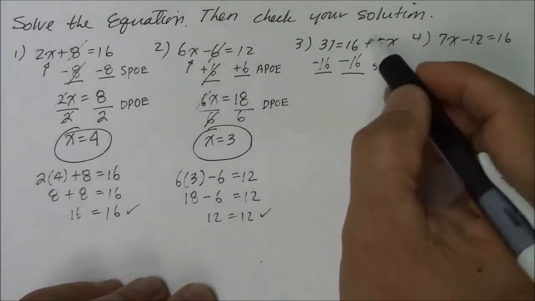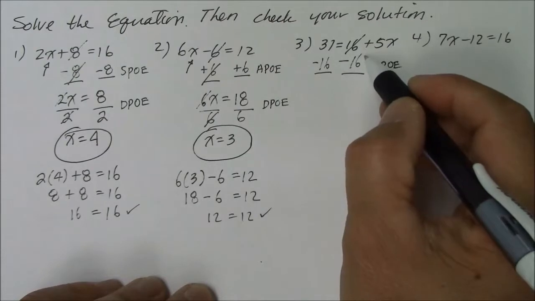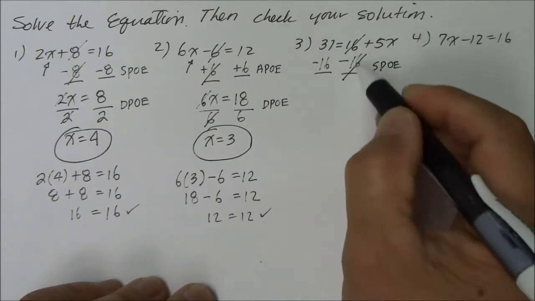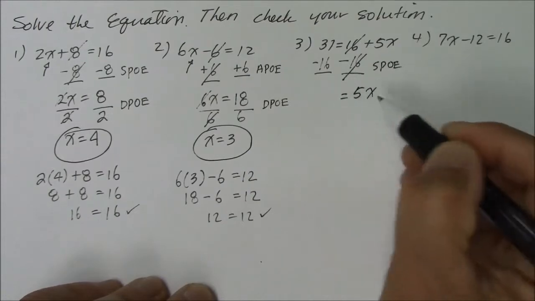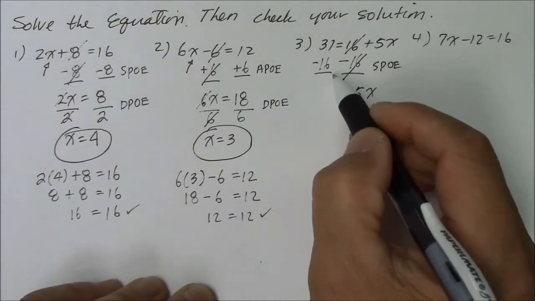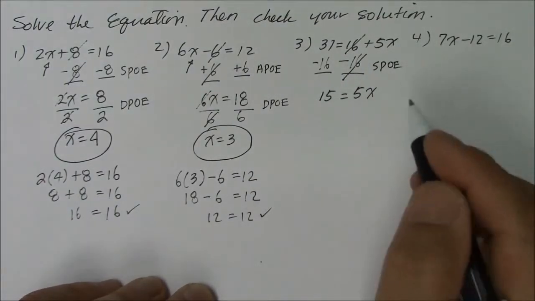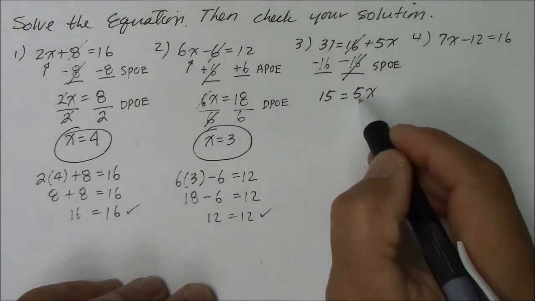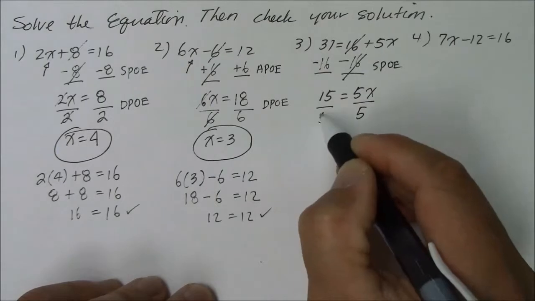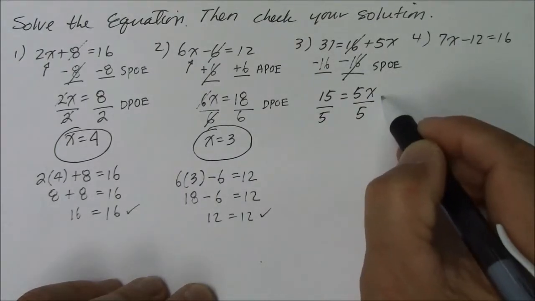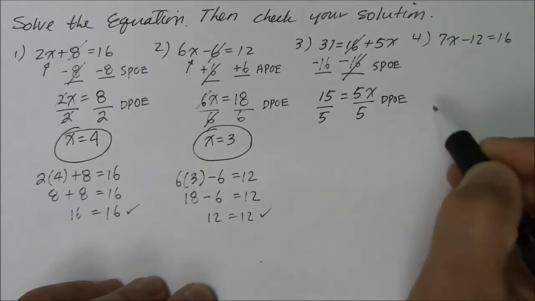So on the right side, 16 and its additive inverse, negative 16, become 0. All that remains is a 5x on the right side. And on the left, 31 minus 16, well, that's going to be 15. And to solve for x, we're going to take that 5 and divide 5 on both sides of the equation. So we're going to call it the division property of equality.